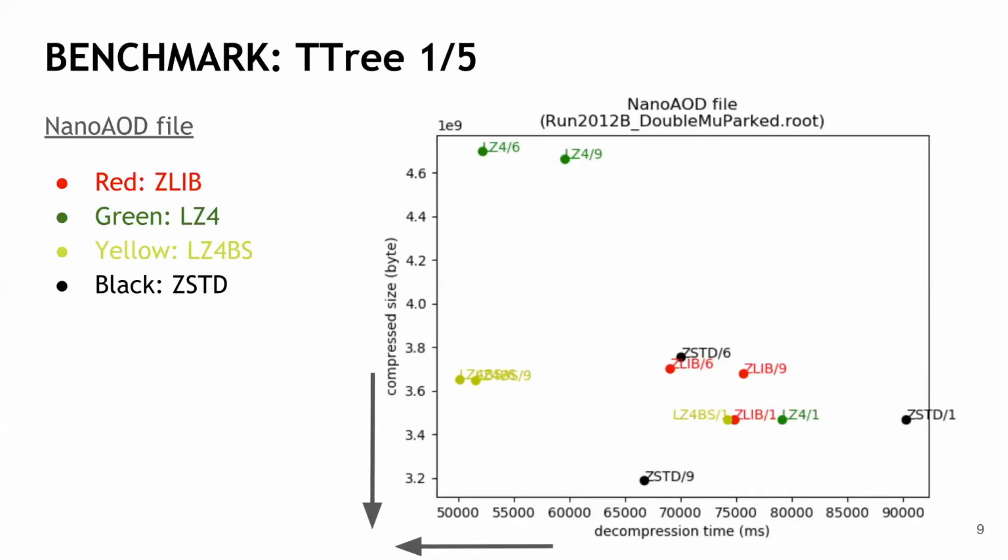This is the result of benchmarks of TTree for a NanoAOD file. In this figure, the horizontal axis means decompression time, and the vertical axis means compressed size. So the best algorithm will be located at the bottom left side. Also, the points refer to the results of different algorithms and levels. Red is ZIP, green is LZ4, yellow is our proposed LZ4BS, and black is the standard. Looking at the yellow points, we got a very optimistic result for LZ4BS. LZ4BS is better than LZ4, the green one, both in size and speed. And we can say that LZ4BS is the best algorithm among all for this file.